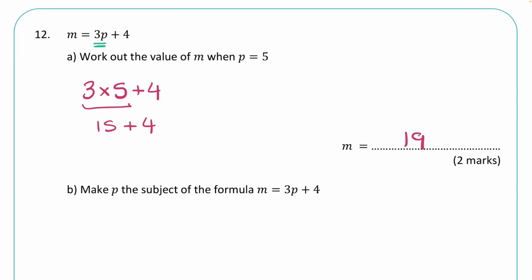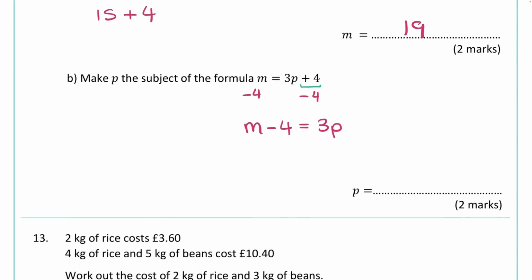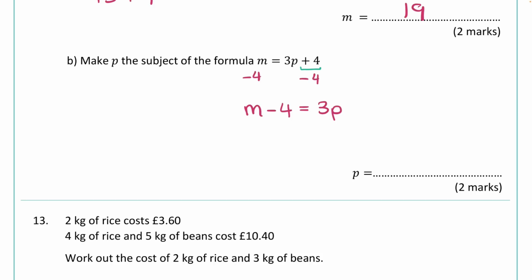For part B, it says make p the subject of the formula. So to make it the subject, we first need to get rid of this plus 4. So we will do minus 4. When we minus 4 from both sides, we get m minus 4 is equal to 3p. We want to know what 1p is. That's what making p the subject means.